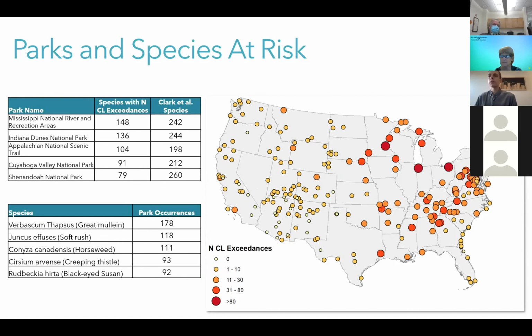So it can give you a pretty good view of an individual park and how that park is dealing with nitrogen deposition for a particular group of species. But it can also give you species-specific information. The table at the bottom shows the species and the number of times they occur in a park where their critical load is exceeded by nitrogen deposition. So you can see which species are most sensitive or most often in exceedance across national parks as well.